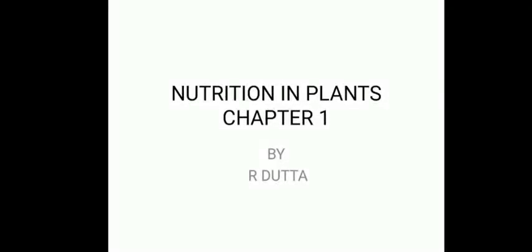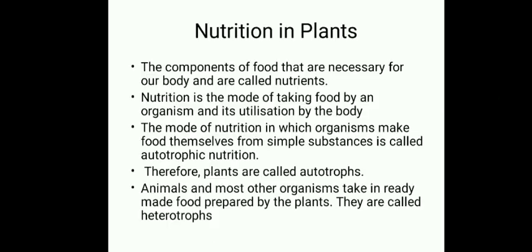Hello students, today we discuss chapter 1 Nutrition in Plants. The components of food that are necessary for our body are called nutrients. You have already studied about different types of nutrients: carbohydrates, proteins, fats, vitamins, minerals. These are all nutrients that we get from the food.